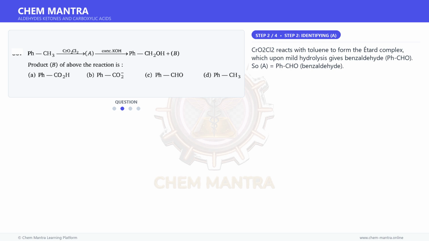Moving on to the next step. CrO2Cl2 reacts with toluene to form the Étard complex, which upon mild hydrolysis gives benzaldehyde, PhCHO. So, A is equal to PhCHO, benzaldehyde.